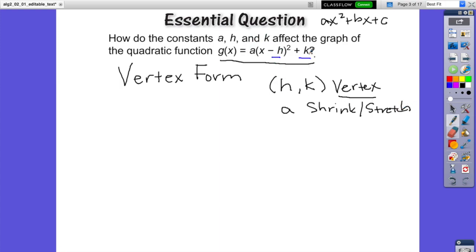So once you get familiar with this, when you start looking at equations in this form, it'll make a whole lot of sense to you.